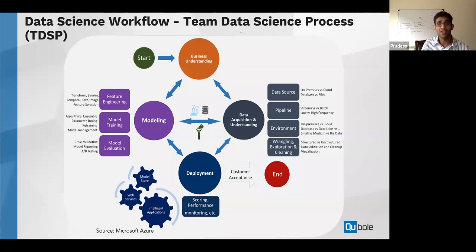This is where you spend a lot of time. 80% of your time is really spent in the data acquisition and understanding phase. So here's where you wrangle a lot of data, you explore your data, you clean your data, you normalize your features, you prepare your data for modeling.